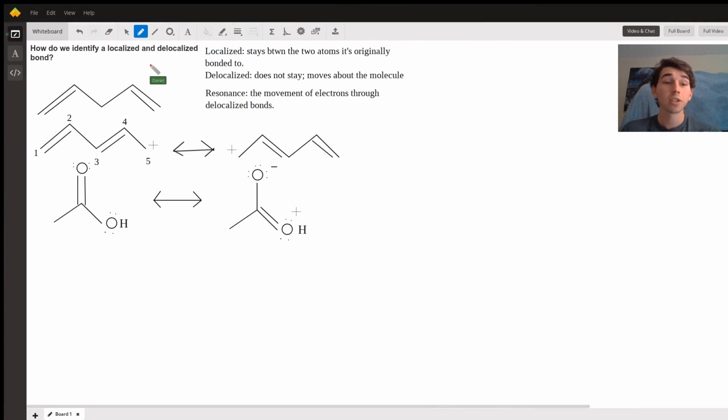Hi. So the question is, how do we identify a localized versus a delocalized bond? First, let's define the term. A localized bond stays between the two atoms that it's originally bonded to. So it's stagnant, it's not moving.